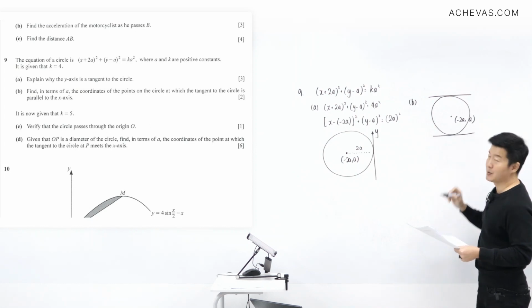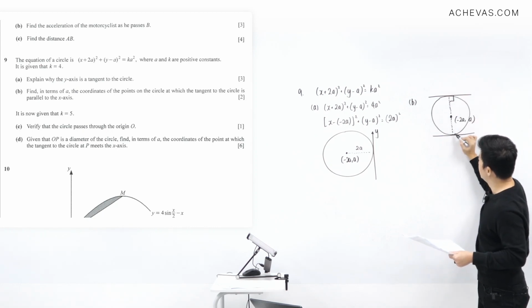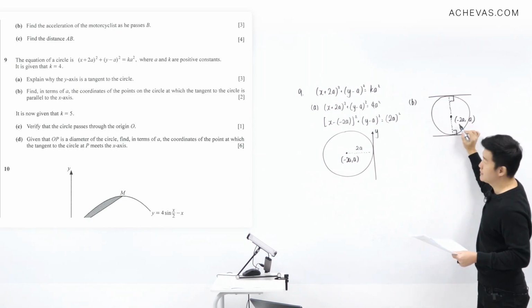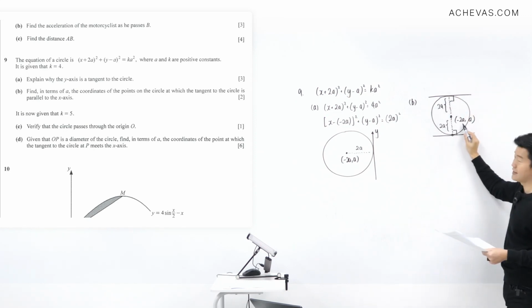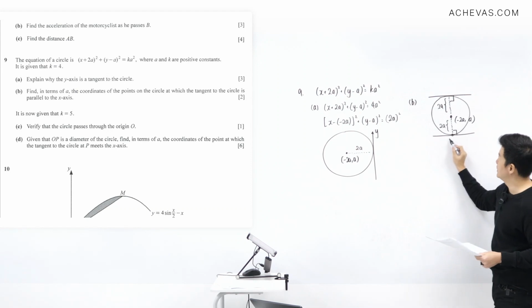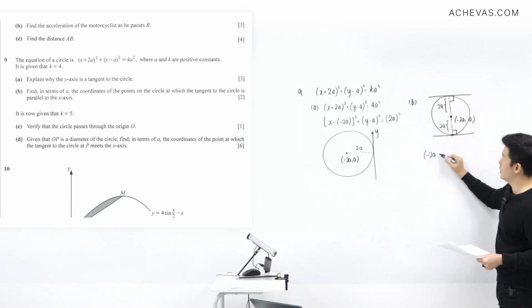And we know that the tangent is perpendicular to the radius, so there is a 90 degree angle at the point of contact. The radius is, according to what we have discussed, 2a, so this distance here is 2a. What are the coordinates of this point? It shares the same x-coordinate as the center, so it is at −2a. For the y-coordinate, it is a, and it goes vertically down by 2a, so the y-coordinate is a − 2a, which is −a.